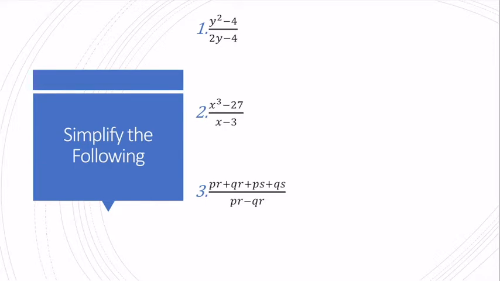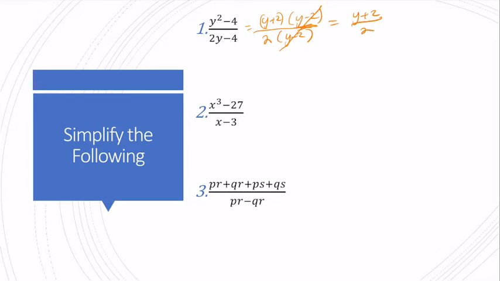So let's go ahead and simplify the following. I've got y squared minus 4 over 2y minus 4. That's going to give me y plus 2 times y minus 2 because this is a difference of perfect squares, over, in the denominator I'm going to pull out the greatest common factor, so that's going to be 2 times y minus 2. The greatest common factor that both of these have in common, meaning the numerator and the denominator, is y minus 2, so I'm left with y plus 2 over 2.